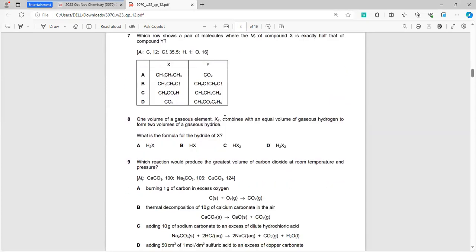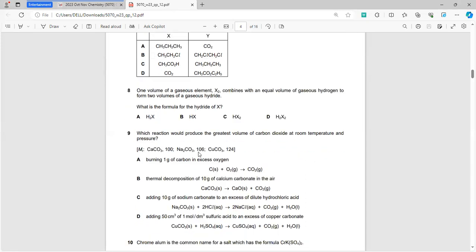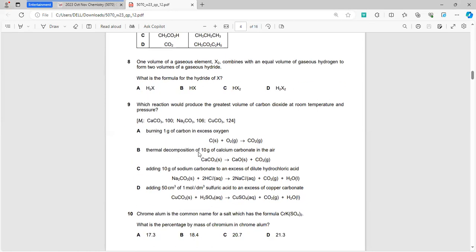Now in question number 8, they say that a reactant X2 combines with hydrogen to form HX. Since they've already said there is one volume of X2, we need to balance the chemical equation, and there should be an equal volume of reactants and products. So the correct option should be HX. Now in question number 9, the greatest volume of carbon dioxide is produced during the thermal decomposition of calcium carbonate.